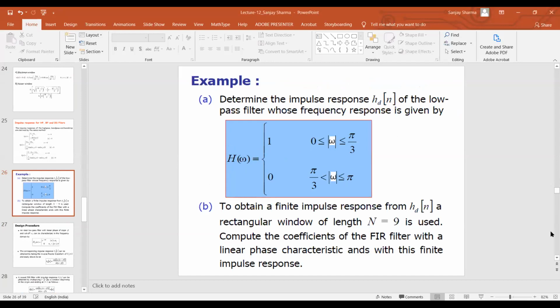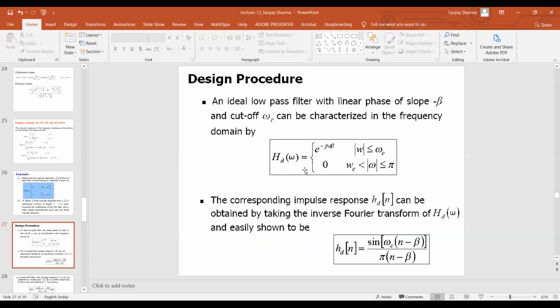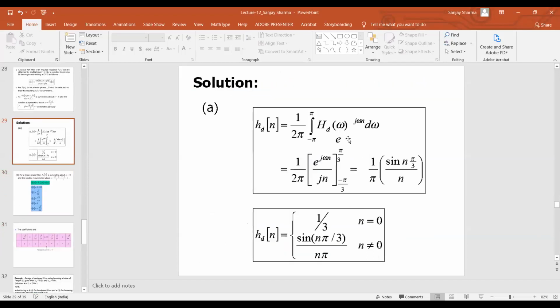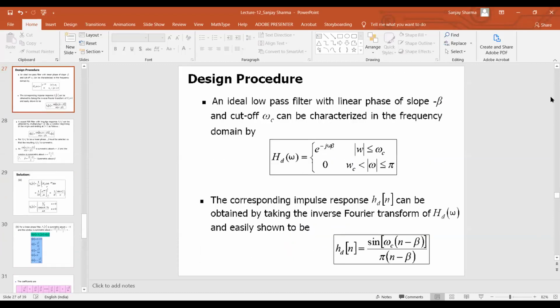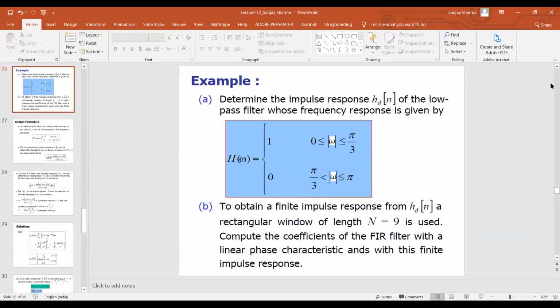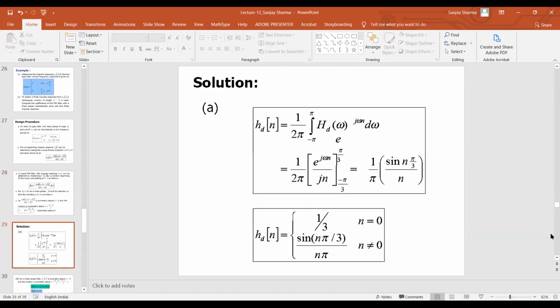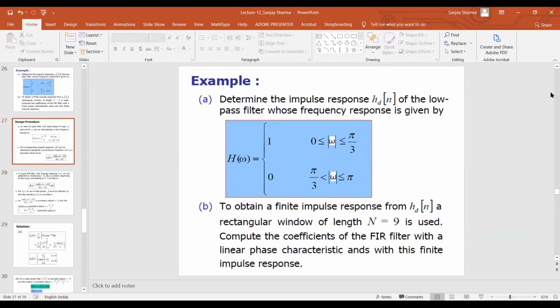Let's look at this part first. So this is my HD omega. This is the procedure given. I will take an example. This is the solution, and this is HDN. HD omega is given to me. Let us look at this example first. HD omega is given to be 1 from 0 to pi by 3, and it is 0 from pi by 3 to pi.